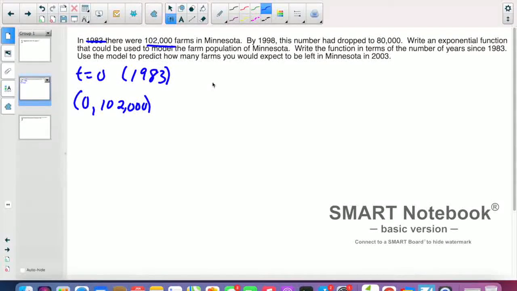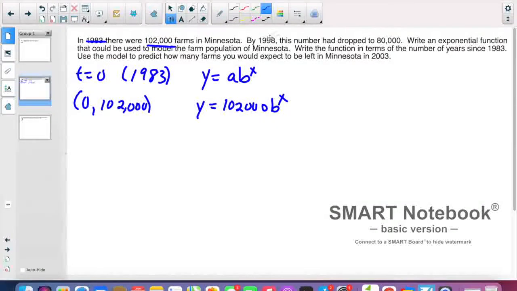Now we learned that the exponential function is y equals a times b to the x. We also learned that a is our y-intercept, or our initial population. So that 102,000 in my equation will go in for a. So right now we know that at time 0, our initial population was 102,000. And so we have that times b to the x.